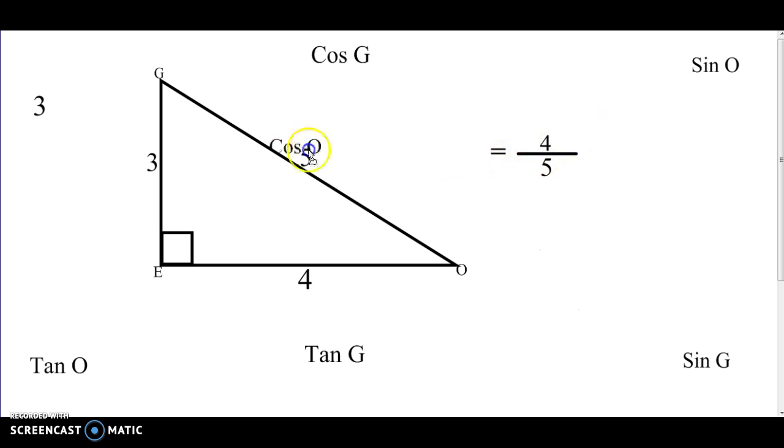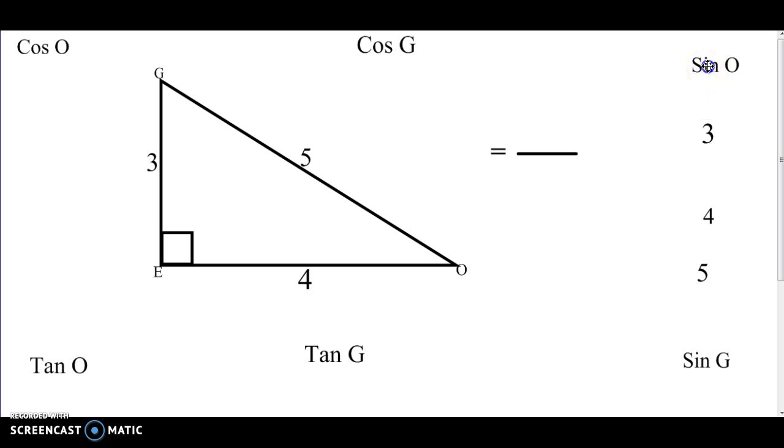Okay, let's do instead the cosine of G. So here's G. So the cosine of the angle G, adjacent, so that's 3. Hypotenuse, which is 5. So the cosine of G is equal to 3 over 5. I hope this is starting to make sense if you were confused before.